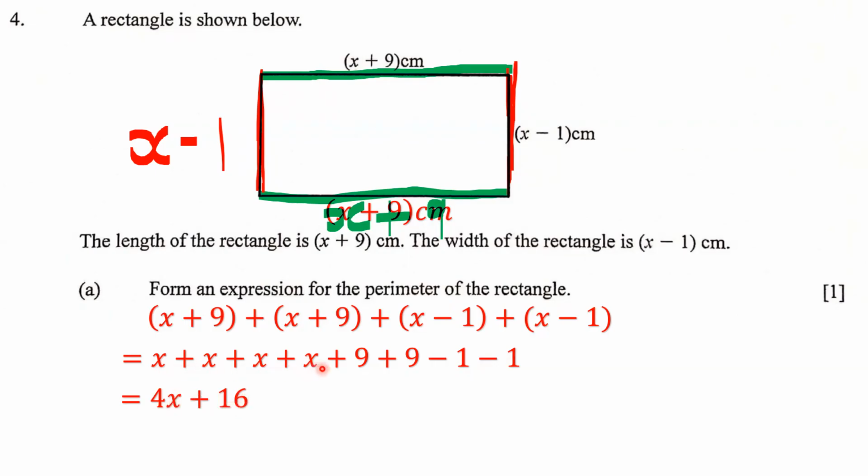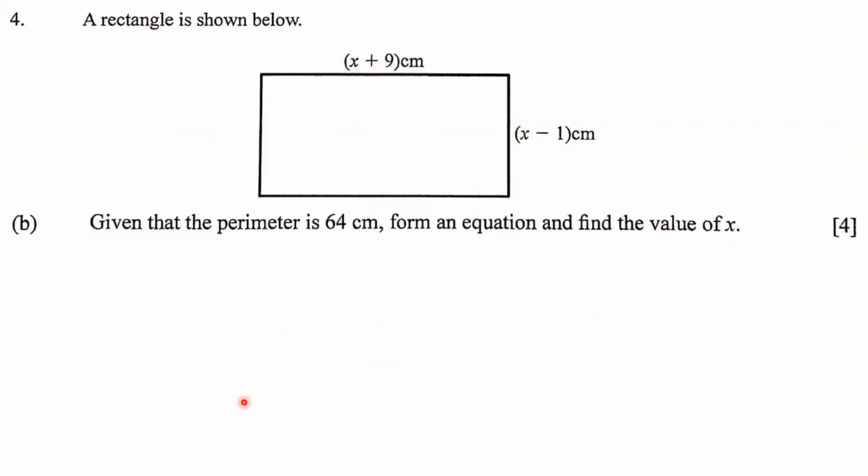We deal with all of the x's, we add them up. And we deal with all of the numbers and we add them up. And so we get 4x plus 16. We cannot simplify this further because these two are unlike terms. 4x is not a like term with 16 because this one has an x attached to it and this doesn't. So we leave it just like that. That's our expression.